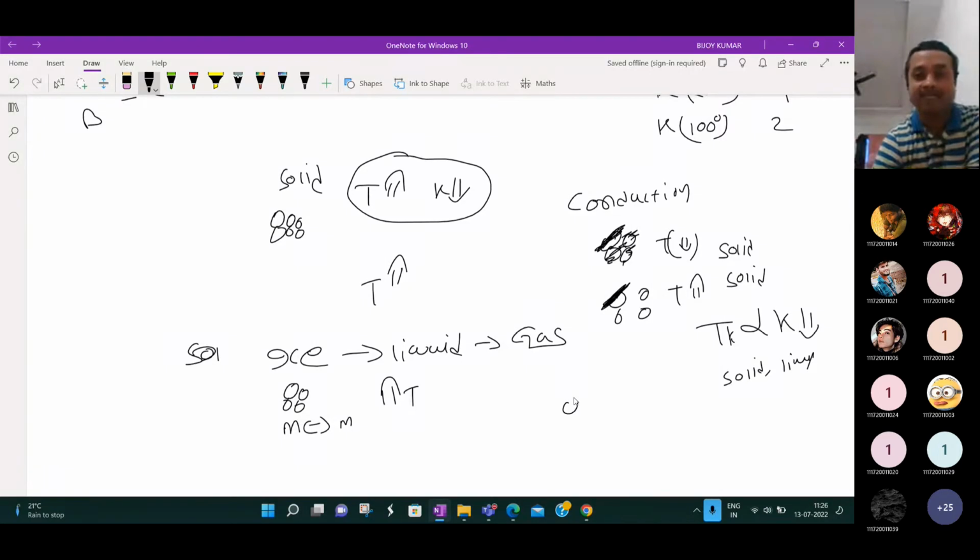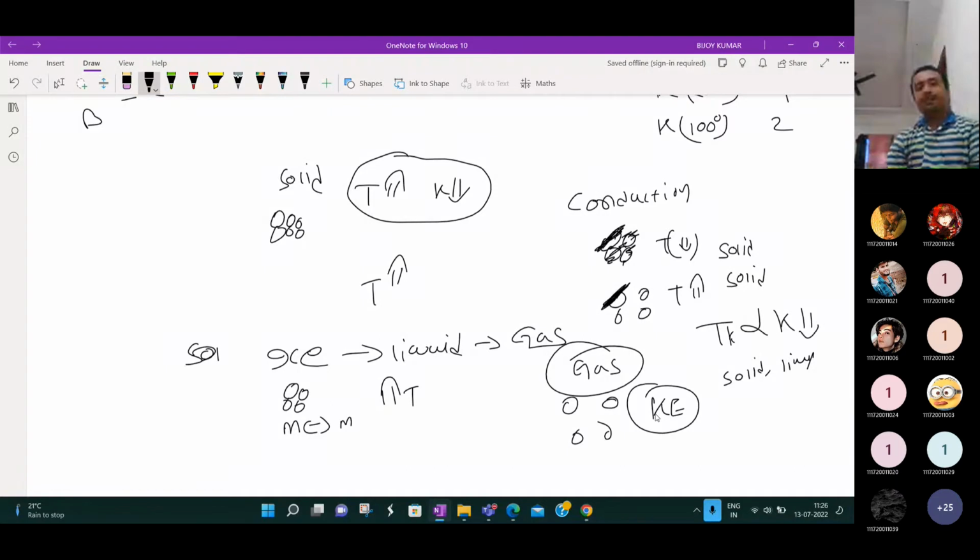But in the case of gases, if you increase the temperature, the kinetic energy will increase. Increased kinetic energy means more bombardment between the molecules will occur. More bombardment means more contact between the molecules, so more contact means more heat transfer. Okay, did you understand, Jivan? Yes, sir, I understood.